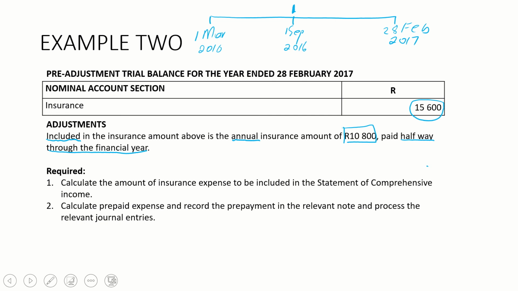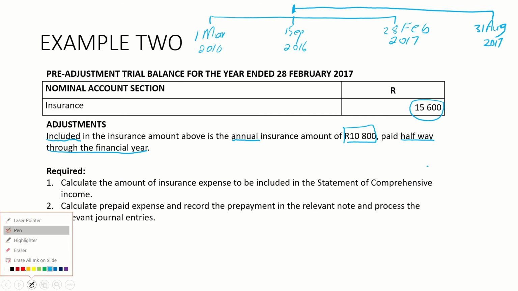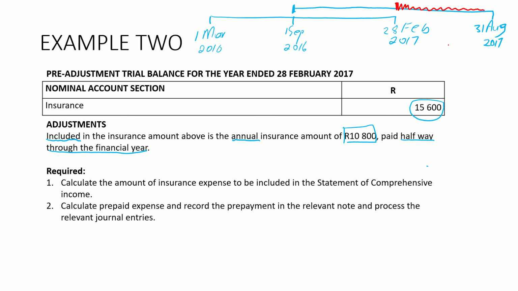Now this raises an important factor because we are covered from the 1st of September until the following year, which will be the 31st of August 2017. This amount has been correctly included, but we don't want anything that falls outside the financial year. And obviously that will be 6 months. 6 months fall within the current financial year, 6 months fall outside the financial year, but it is 6 months out of 12 months in total.